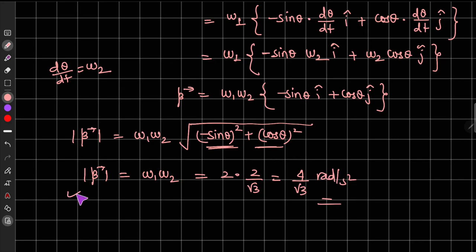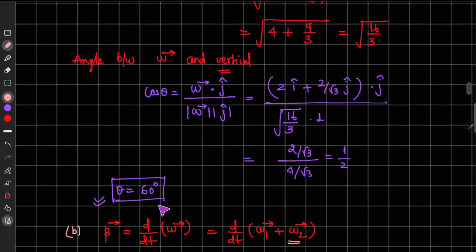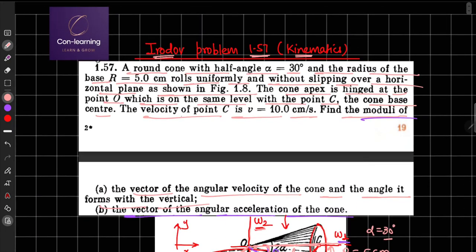Okay, so we have found the magnitude of the angular acceleration vector, the magnitude of the angular velocity, and the angle between the angular velocity vector and the vertical direction. I hope the entire procedure is clear. Thank you.